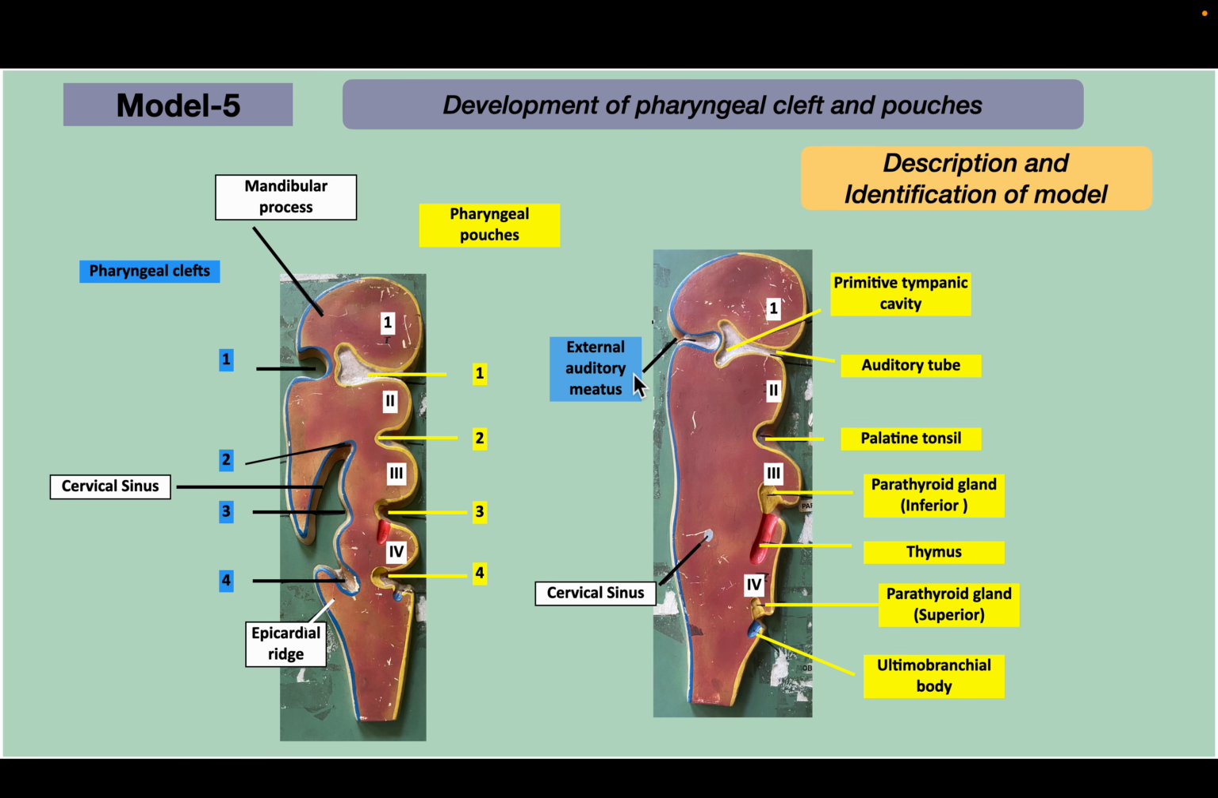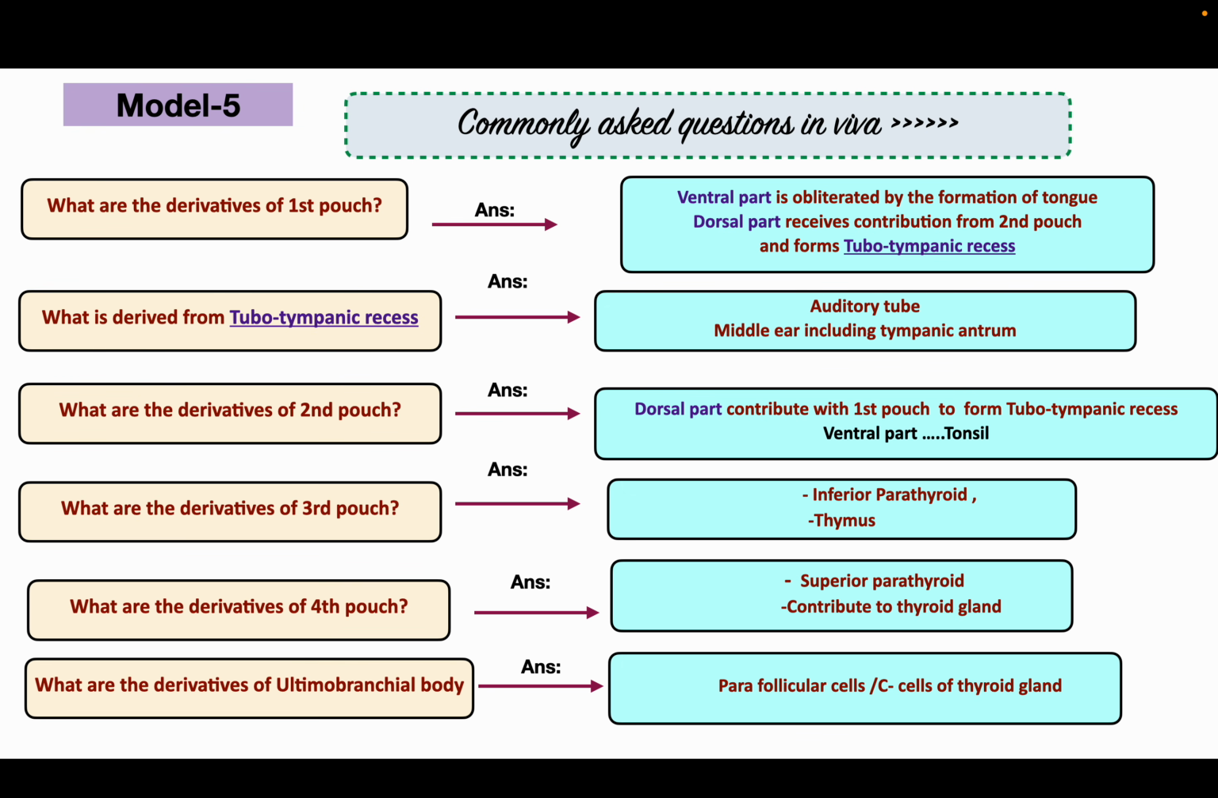So keeping in mind this model, questions can be asked. What are the derivatives of the first pouch? What are the structures derived from tubotympanic recess? Because from the first pouch, the dorsal part receives its contribution from the second pouch. So the dorsal part and the second pouch form the tubotympanic recess, and that tubotympanic recess forms the auditory tube, middle ear including tympanic antrum. Then what are the derivatives of second pouch, third pouch, fourth pouch, and ultimobranchial body? So these are the important questions which can be asked from this model. Answers are given in this.